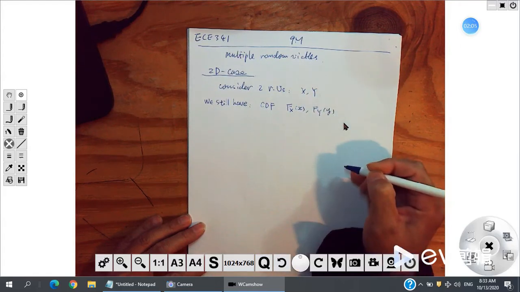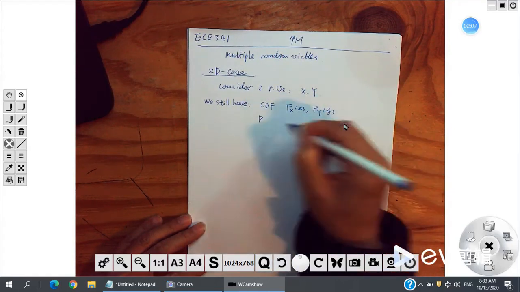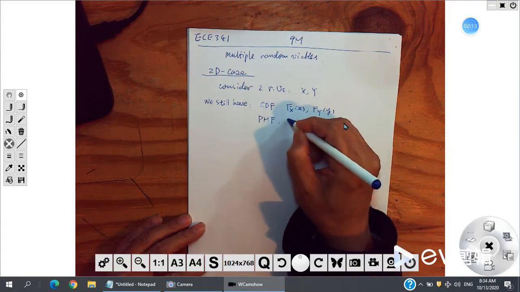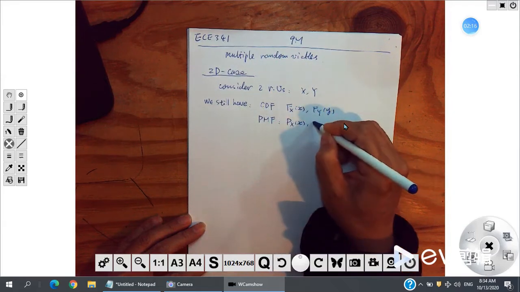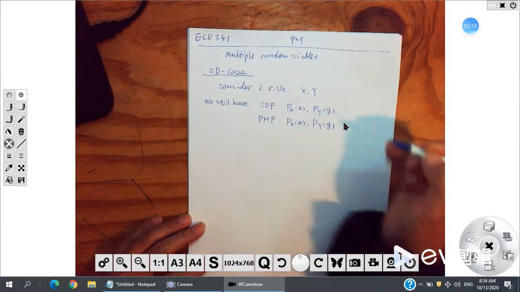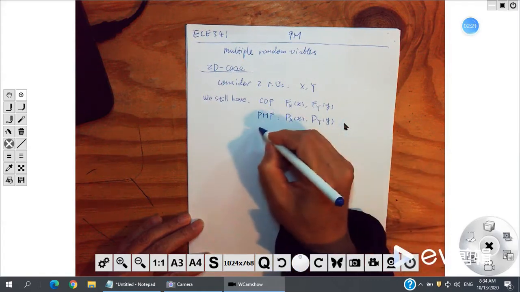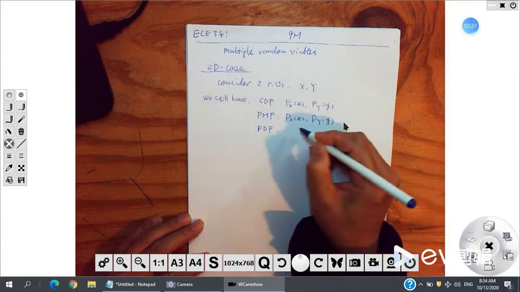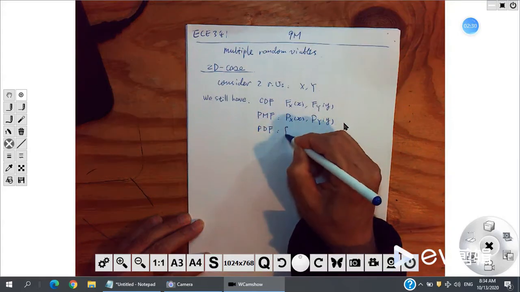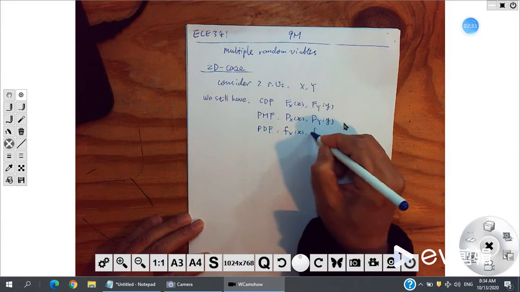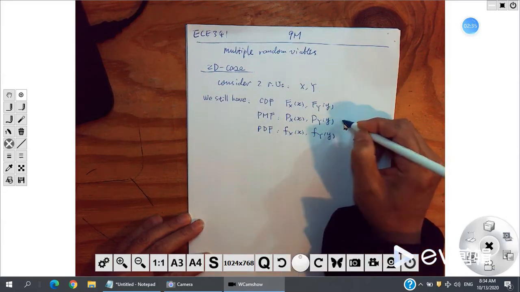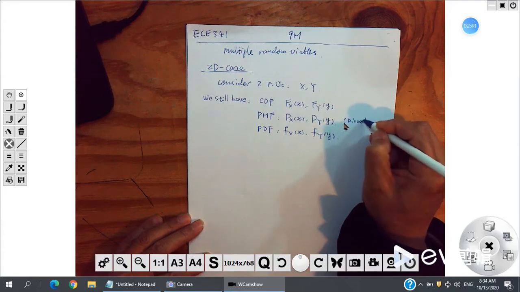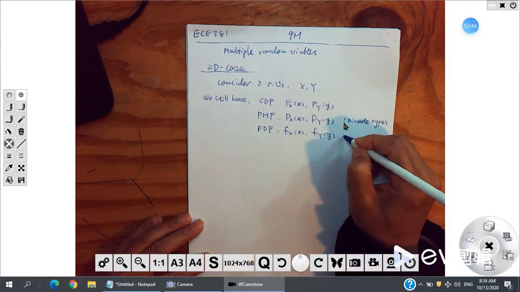We still have CDF. Then if they are discrete type, we still have PMF, probability mass function, the p_X of x and the p_Y of y. So everything will be double, right? We have two. And then PDF, which is the case for continuous type. We have f_X of x and f_Y of y. This is the discrete type, and this is for continuous type.